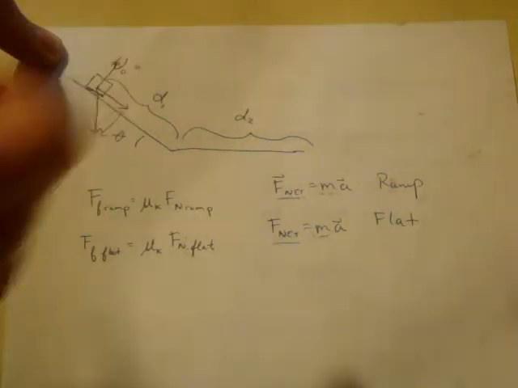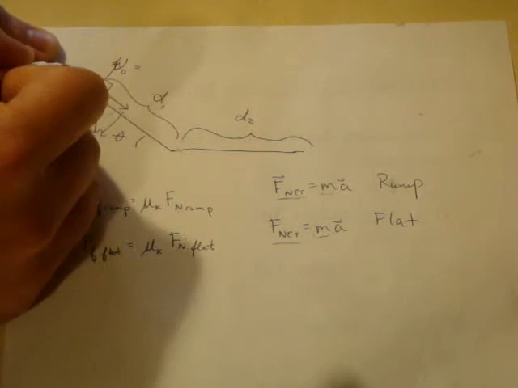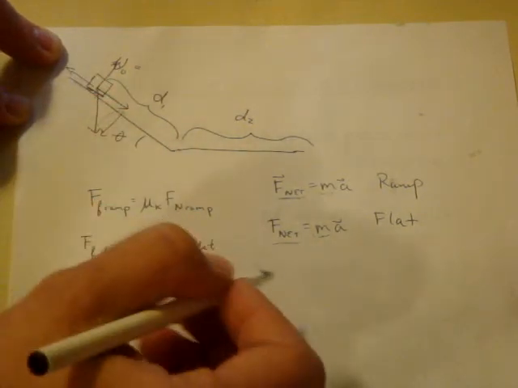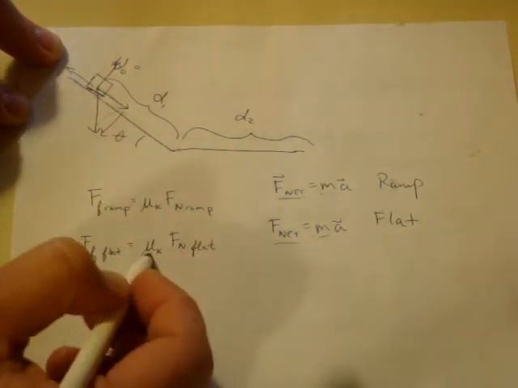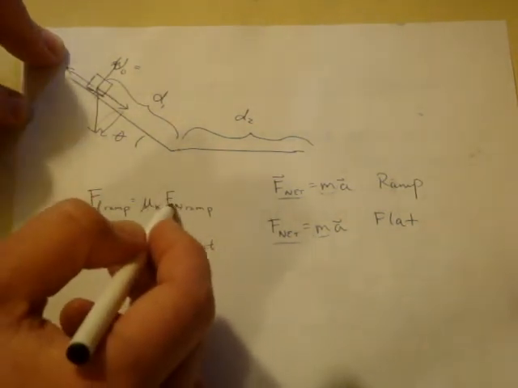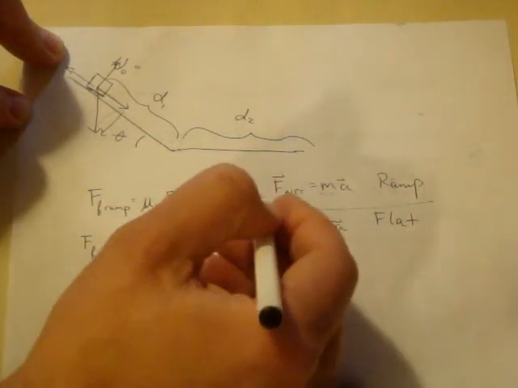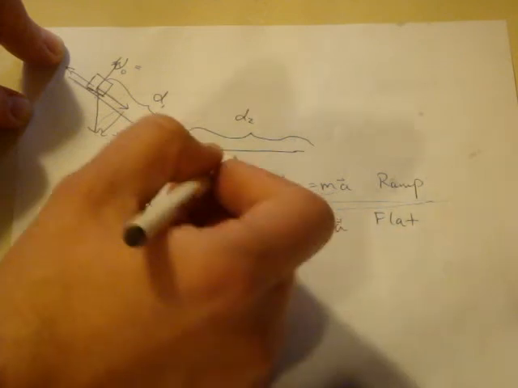and this normal force is equal and opposite to this component of the weight, which is perpendicular to the surface, and we have the frictional force, which is going back up, and that depends on the coefficient of kinetic friction and the normal force on the ramp, right? So we can write that expression down here.